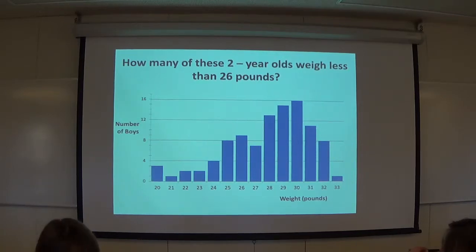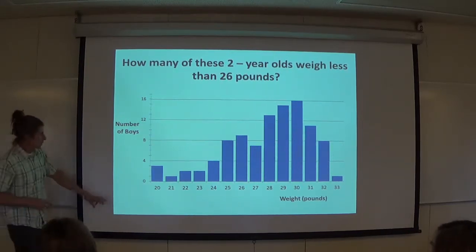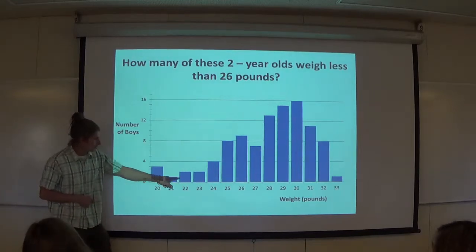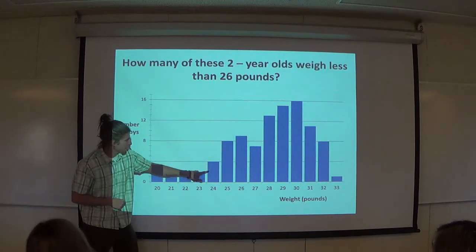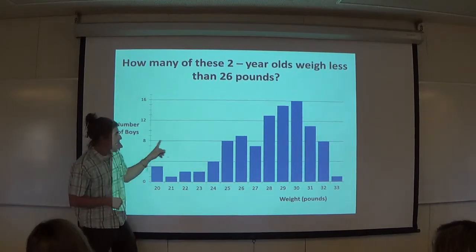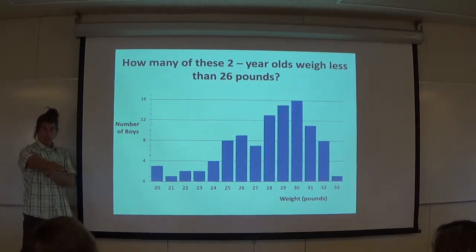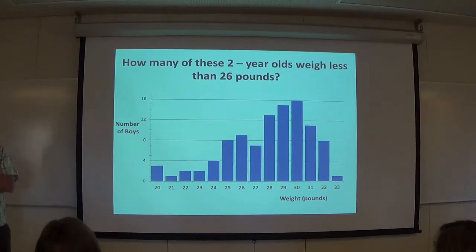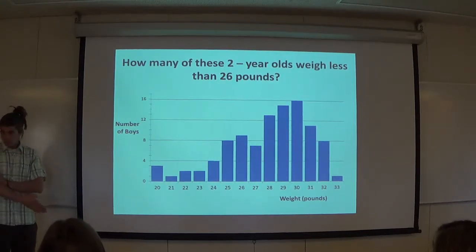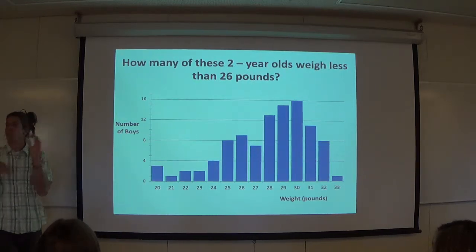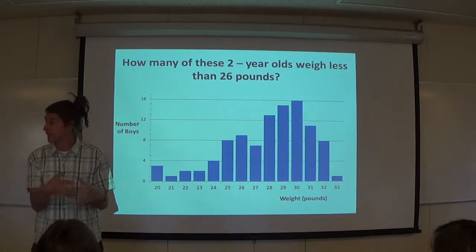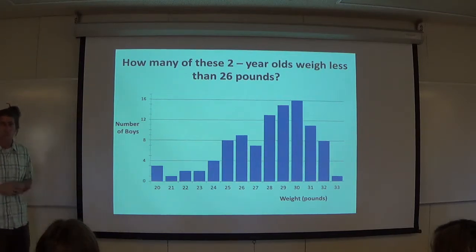Going for 20? 21. I see 22. 23! Right here, 24! I don't know, let's count. So we got 3, 4, 5, 6, 7, 8, 9, 10, 11, 12, plus 8. I get 20. Is that fair? That's strictly less than. So in other words, 20% of the sample weighs less than 26 pounds. Saying it a different way, 1 in 5 of the kids sampled was in that low range.